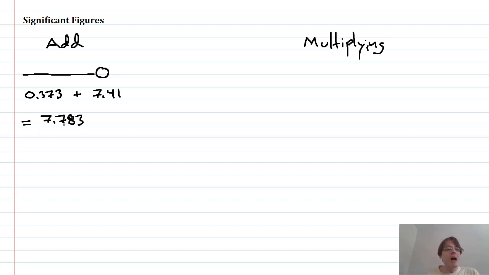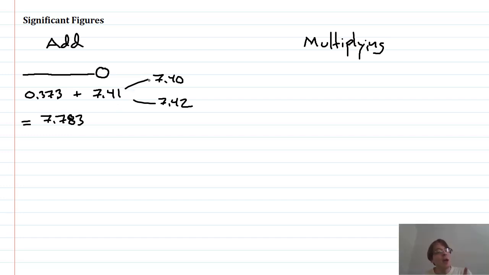Now, I cannot leave the answer that way. The reason is I used a ruler to measure the string. And what that means is, although I claimed that the length of the string was 7.41, what I really mean is 7.40, maybe up to 7.42. I'm fairly confident it's 7.41, but I'm just fairly confident in that last digit, not absolutely confident in it.